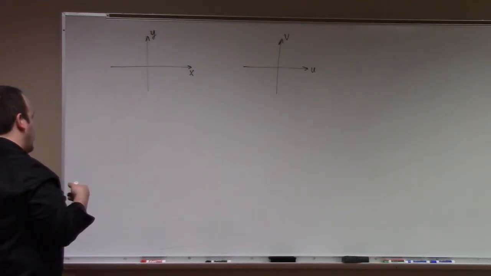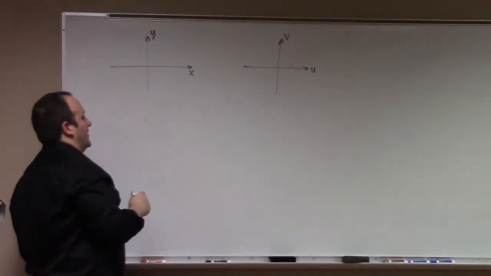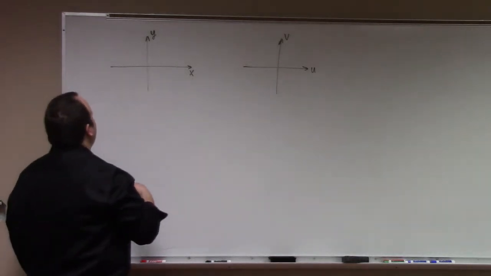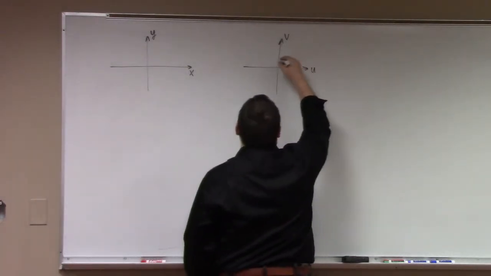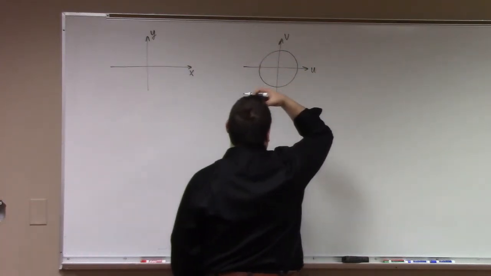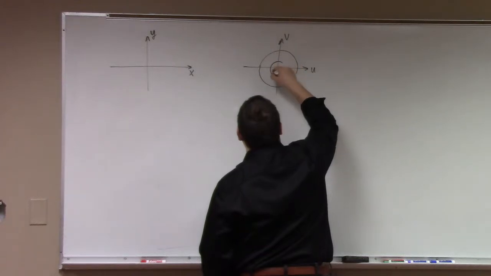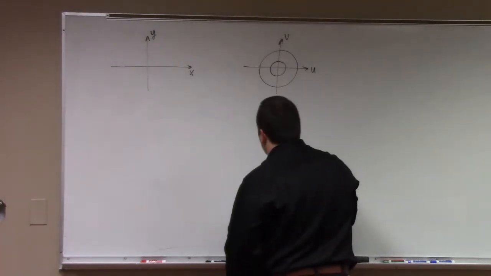Let's see here. How about... the thing I can't remember is where I put the easy thing. Do I put it in the domain or in the range? In the range, okay. So suppose I want a solution to Laplace's equation, maybe on this annulus. So I think maybe I should shoot smaller than that.